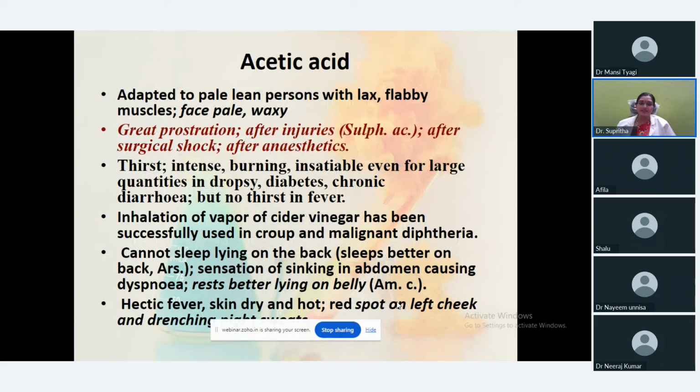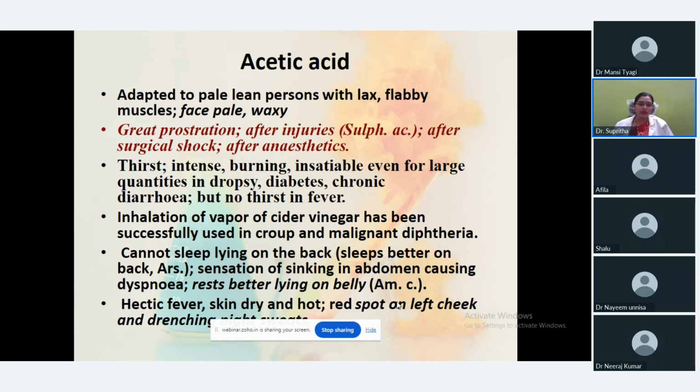Acetic acid is adapted to pale, lean persons with lax, flabby muscles, face pale and waxy. There is great prostration after injuries, also compared with sulfuric acid, after surgical shock and after anesthetics. Thirst is very prominent in acetic acid. Thirst is intense, burning, insatiable, even for large quantities in dropsy, diabetes, and chronic diarrhea. But in fever, there is no thirst.